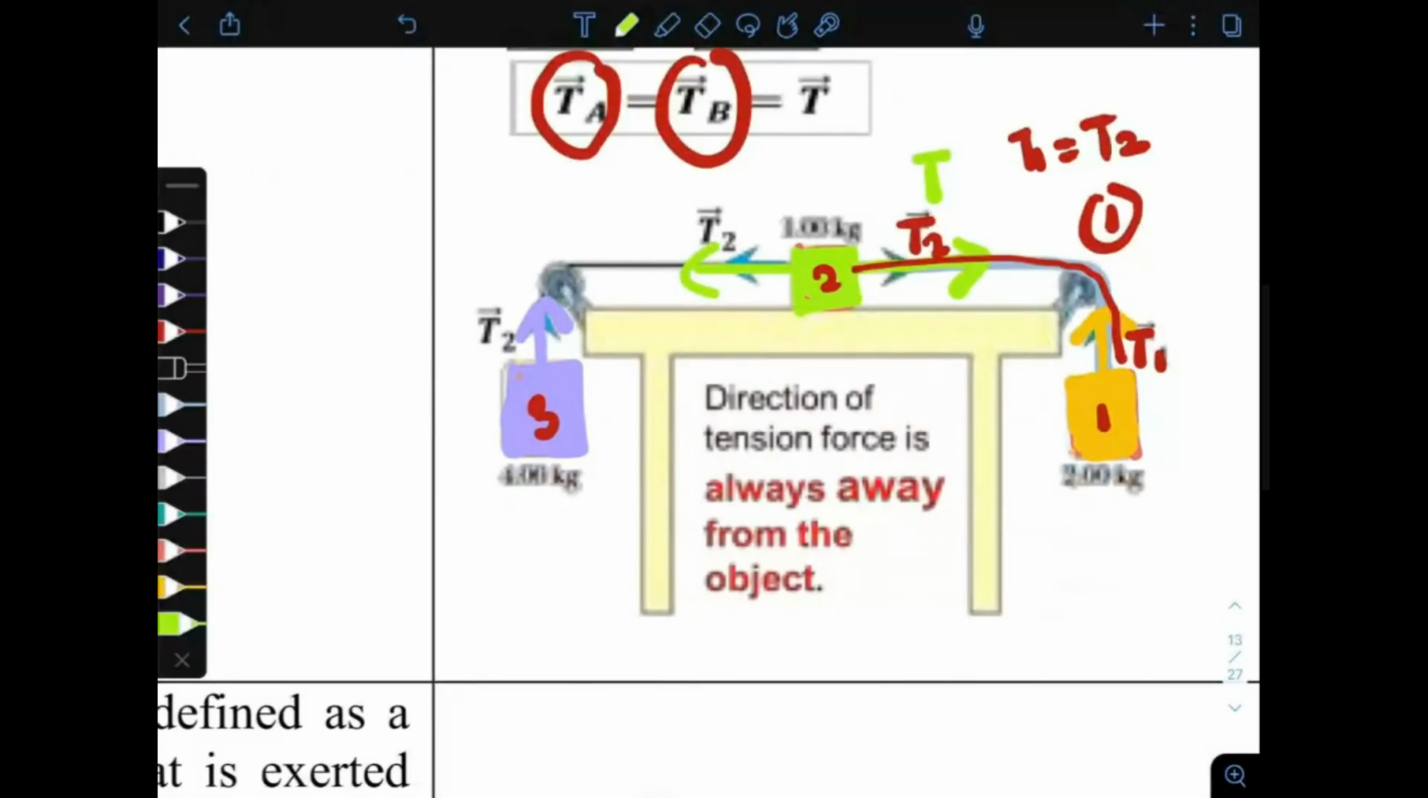So ini, let's say kita panggil tension yang ketiga contohlah. And then ini jadi tension yang keempat. Your T4 akan sama dengan T3 because they are along the same chord here.